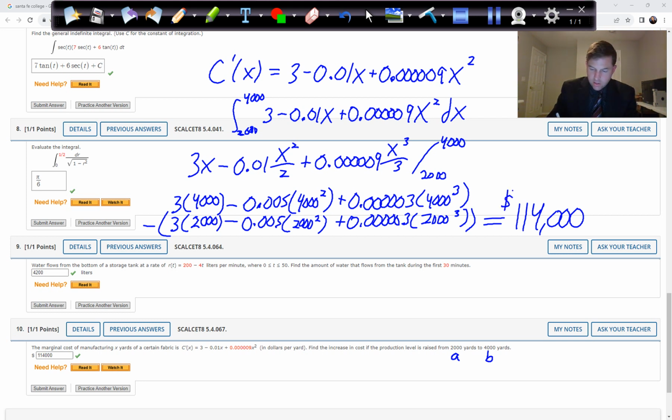$114,000 to increase production from 2,000 yards of fabric used in their manufacturing to 4,000 yards of fabric used in their manufacturing. So integrals have a very useful place in business and engineering, construction. If we're looking at water use and things like this, we can calculate these sorts of problems. So that will conclude section 5.4.